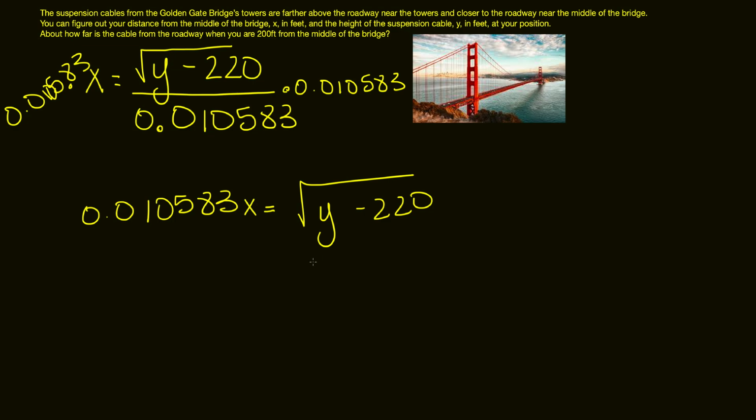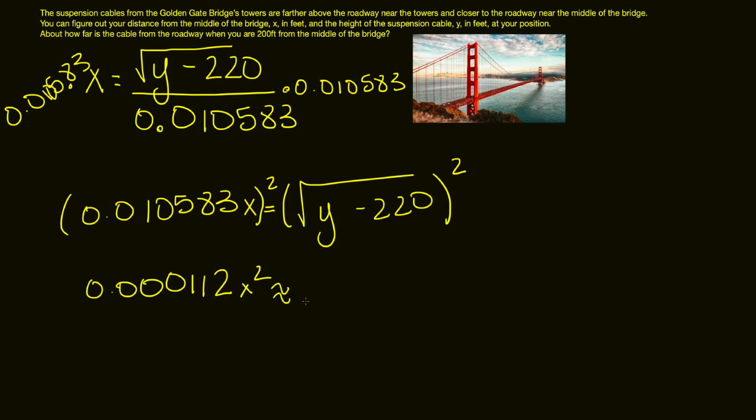All right, so now I'm going to eliminate the square root. Basically the first step I isolated the square root, and the second step I'm going to eliminate it. Looking at this, we get 0.000112x squared. Because this is an approximation, I'm going to say this is approximately y minus 220. This number is a lot longer, so x squared is approximately this.